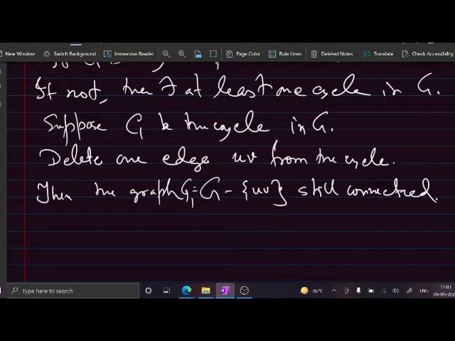Okay. And if the remaining graph is still connected and acyclic, then we are done. If it is not acyclic, then again you need to proceed. So you can continue this process of finding a cycle and deleting one edge of your choice from the cycle until you arrive at a graph that has no cycle. Okay, so continue the process.